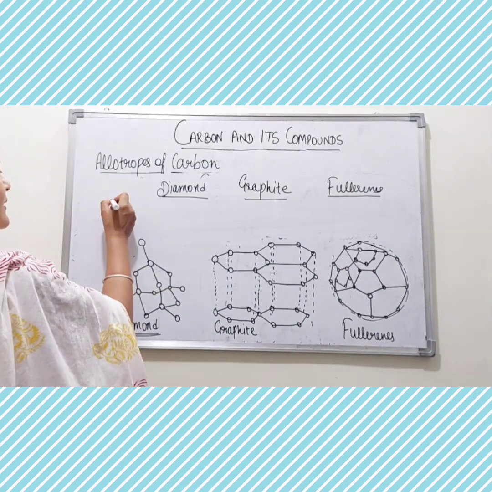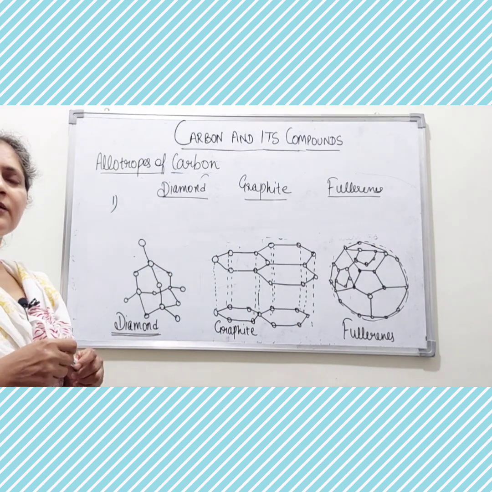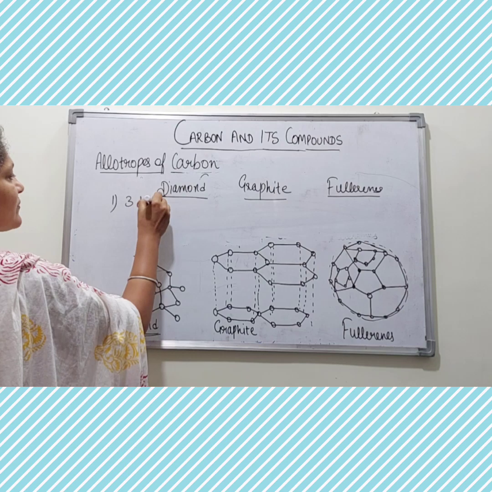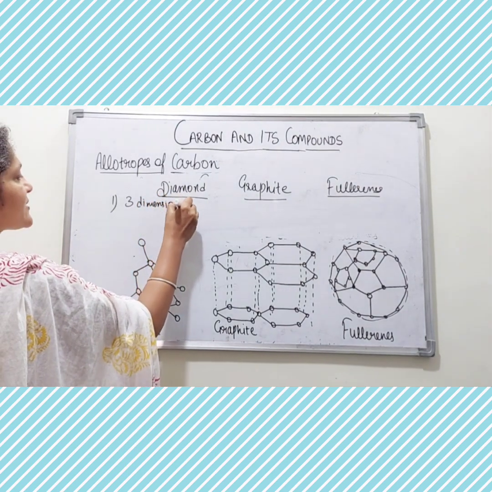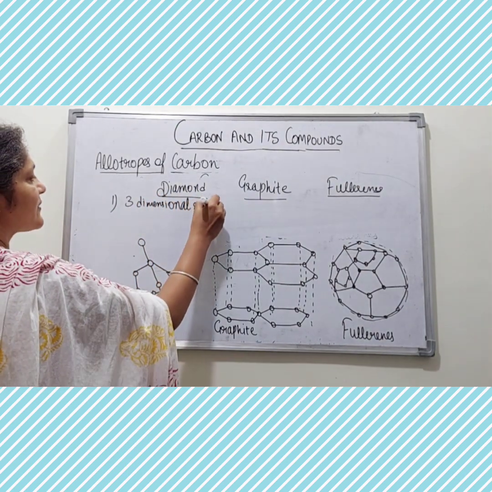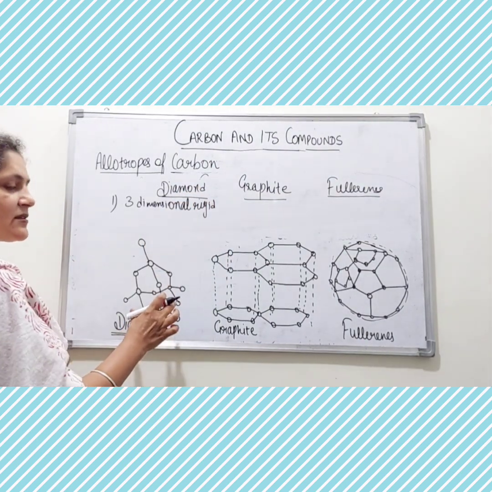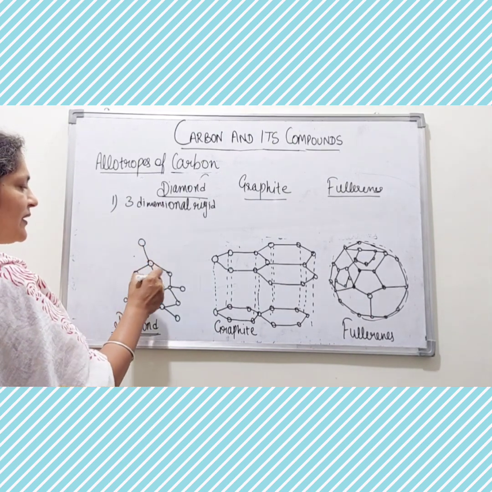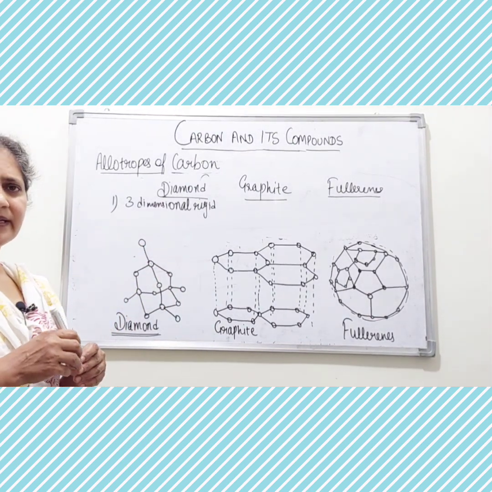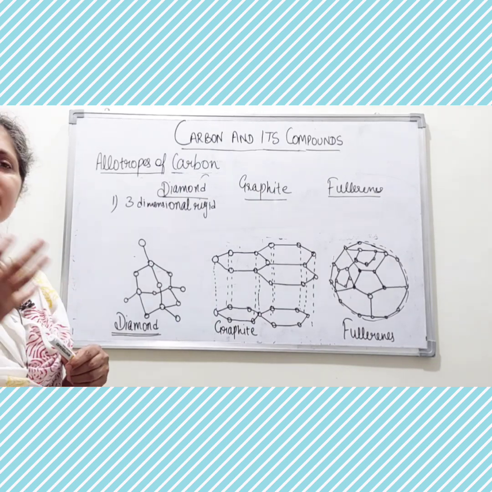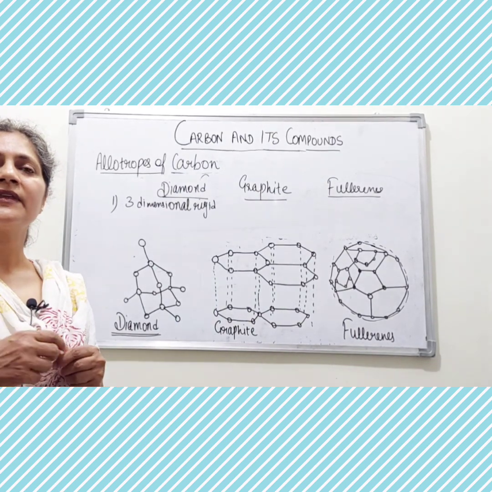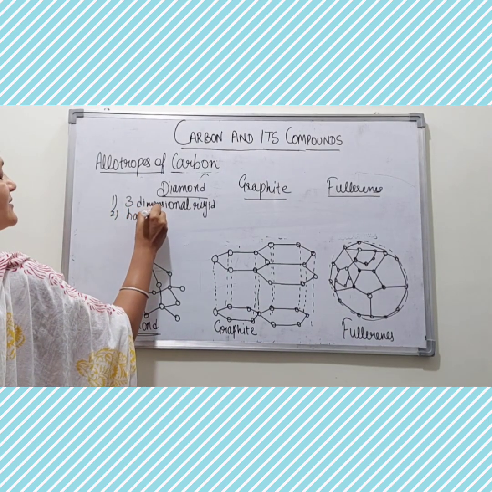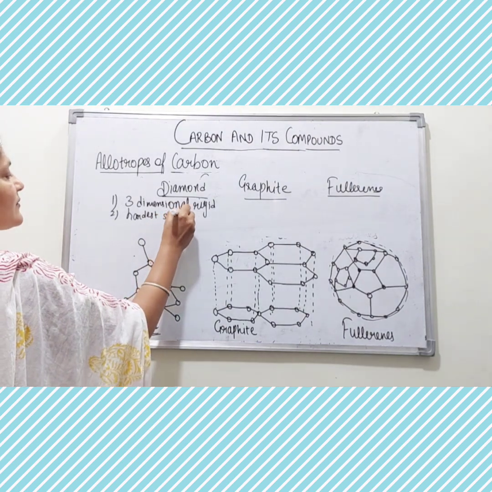In diamond, each carbon is attached to four other carbon atoms in a three-dimensional rigid structure. You can see in the structure, students, it is just a model. The carbon is attached to four other carbon atoms, forming a three-dimensional rigid structure. That is the reason that diamond is the hardest substance ever known.